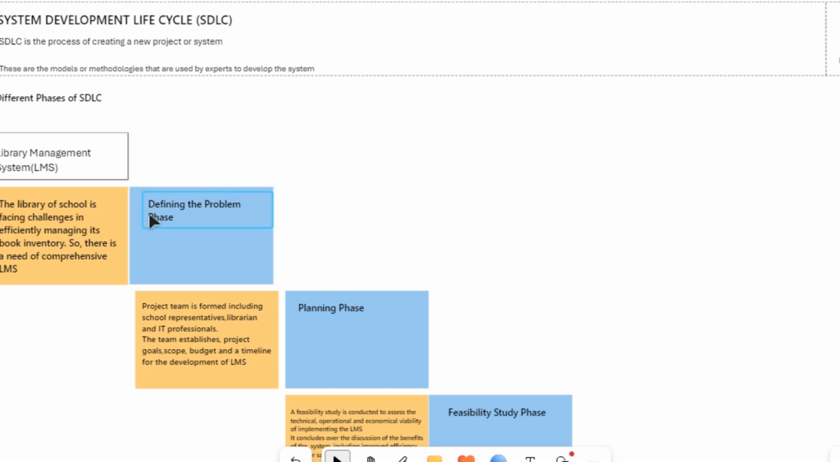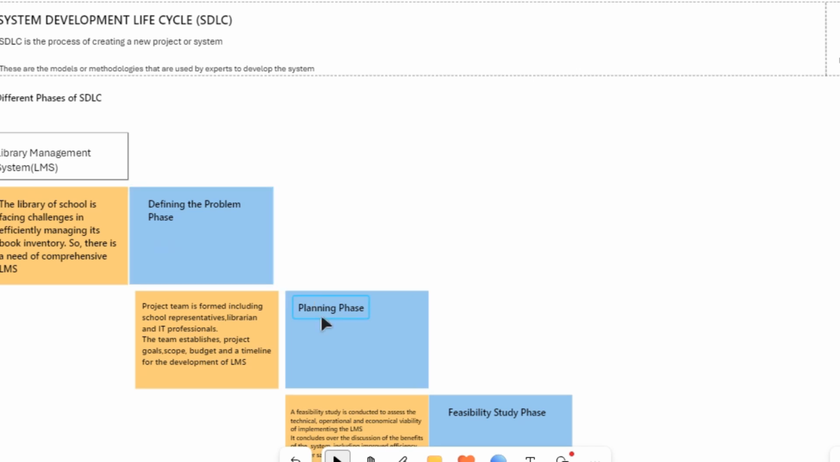Now what will happen in problem phase? The library of school is facing challenges in efficiently managing its book inventory, so there is a need of comprehensive LMS. LMS is a library management system. Why we are going to make this system? This question will be answered in defining the problem phase.